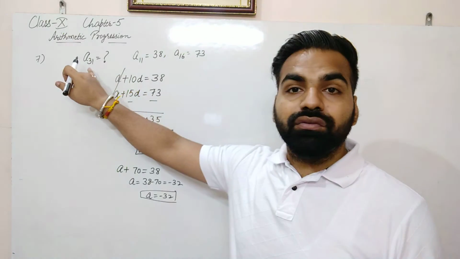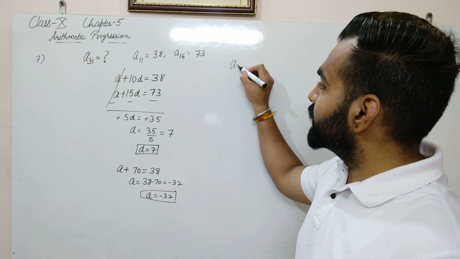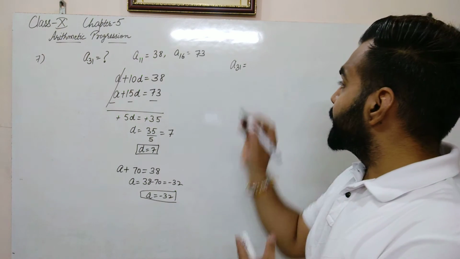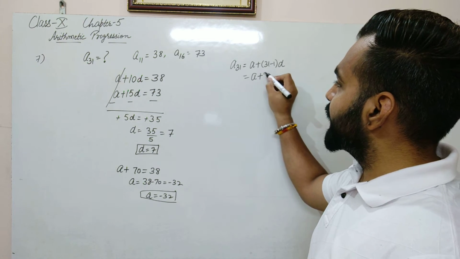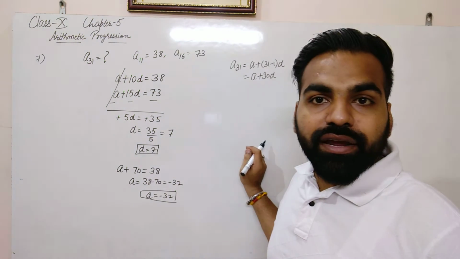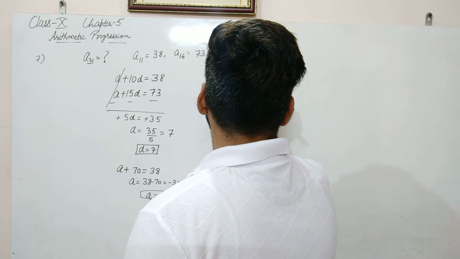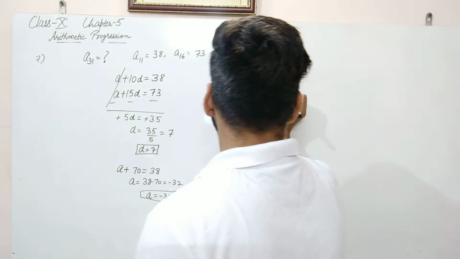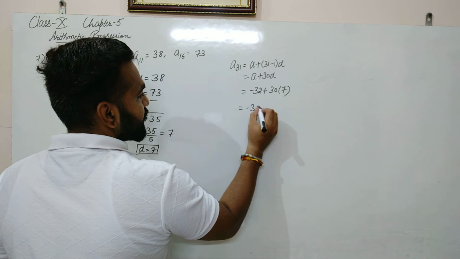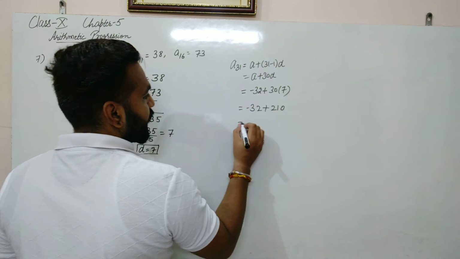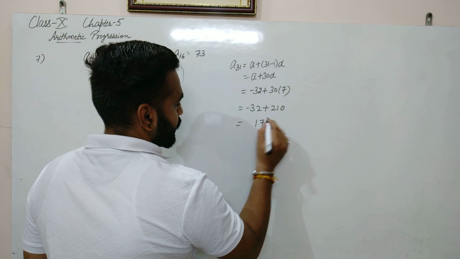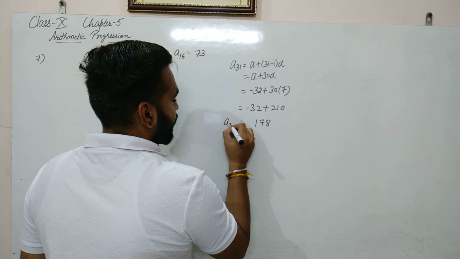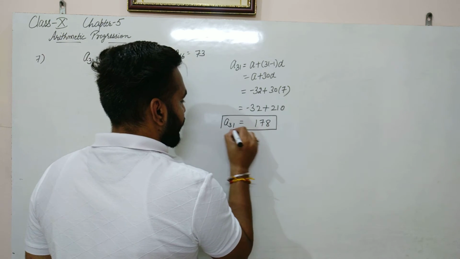We have to find the value of A31. So how can we write A31? A31 can be written as a plus 31 minus 1 into d, that is a plus 30d. So put the values of a and d here. So a will be -32 plus 30 into 7. This will become -32 plus 210. So add the two numbers and the answer will be 178. So A31 is equal to 178.